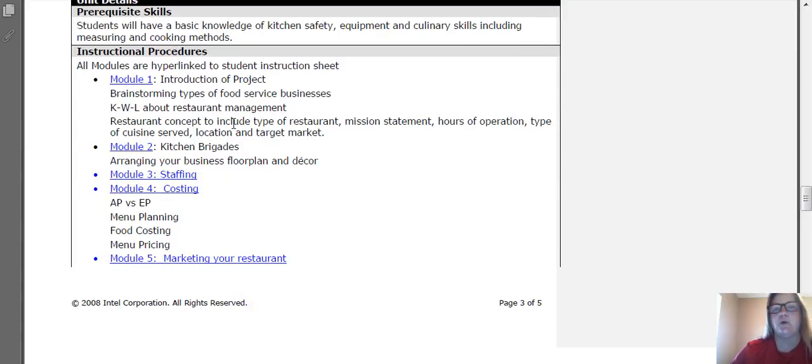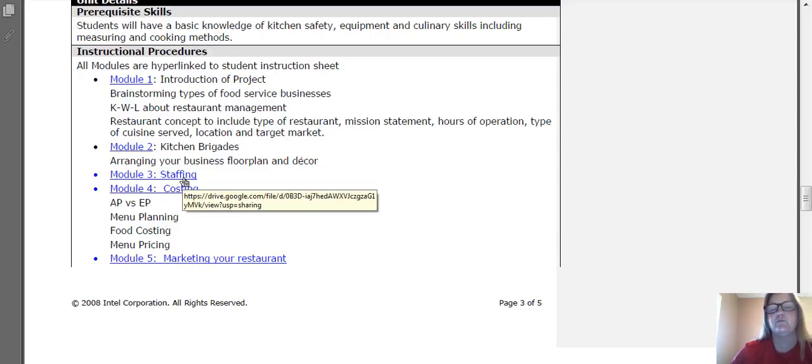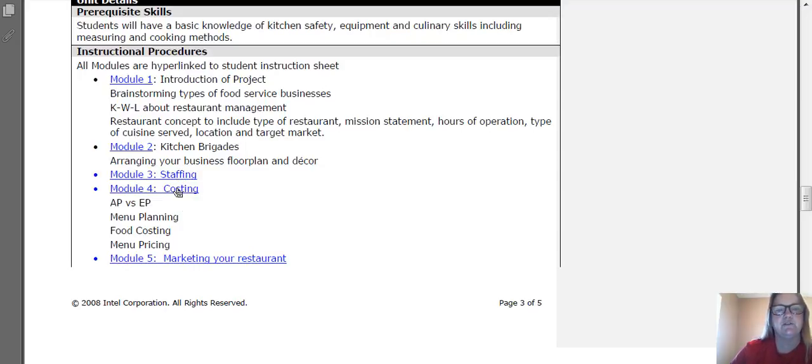So they brainstorm about what different types of food service businesses there are, whether it's standalone restaurants, in a mall, or food trucks, which are a big thing that we looked at. The kitchen brigades, that's how things are set up, and what kind of duty stations there are going to be. They had to decide, if this is the type of menu I'm going to have, I need this kind of staffing. They work through doing their own floor plan and decor. How is it going to be decorated and set up, even in the dining area? And then choosing that staffing.